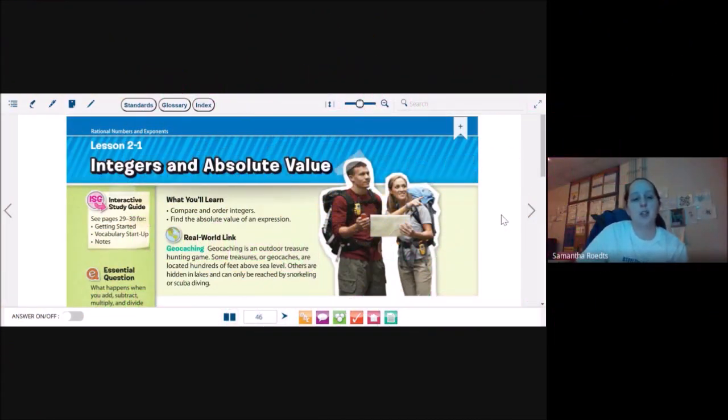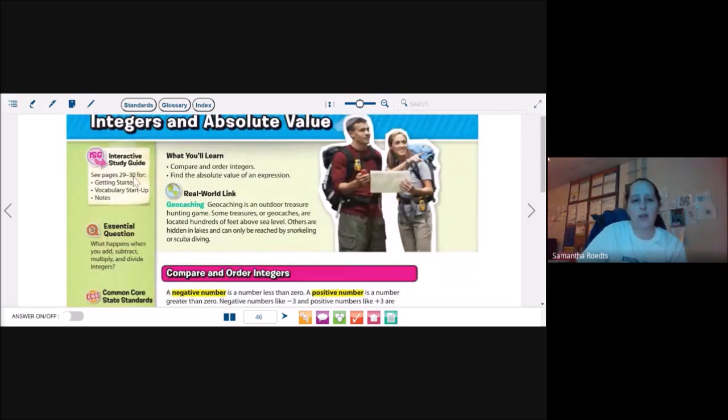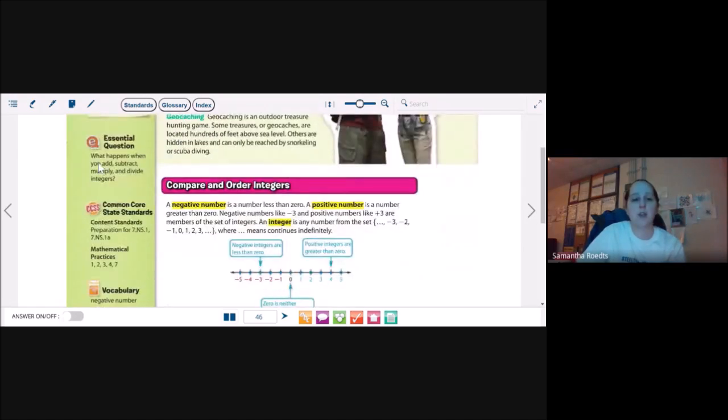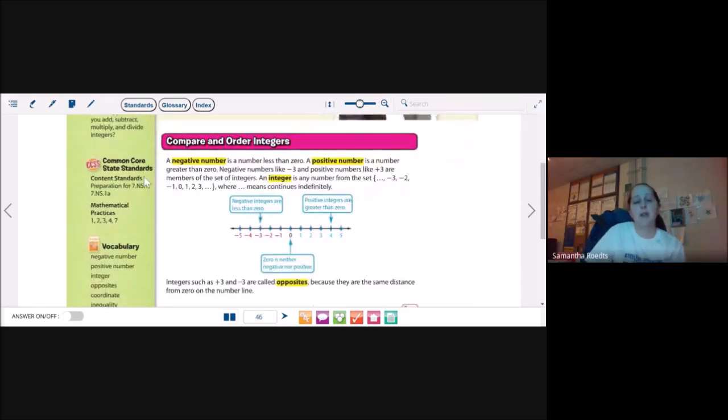All right, this is Unit 1, Lesson 1, Integers and Absolute Value. In this lesson, you'll compare and order integers and find the absolute value in expressions. Our essential question is, what happens when you add, subtract, multiply, and divide integers? The first thing I'm going to talk about is comparing and ordering integers.